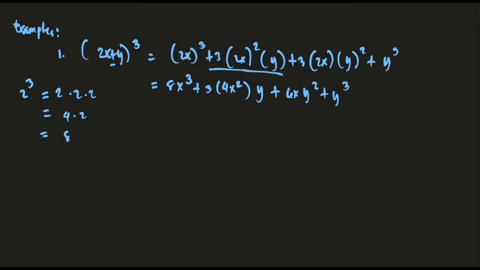and then y squared is just y squared plus y cubed. Alright, next you bring down 8x cubed plus, what is 3 times 4x squared, that would definitely give you 12x squared, and then you bring down y plus 6x, you bring down 6x y squared plus y cubed. Alright, this would be the final answer. As you can observe, there are no like terms, so meaning to say this is your final answer.